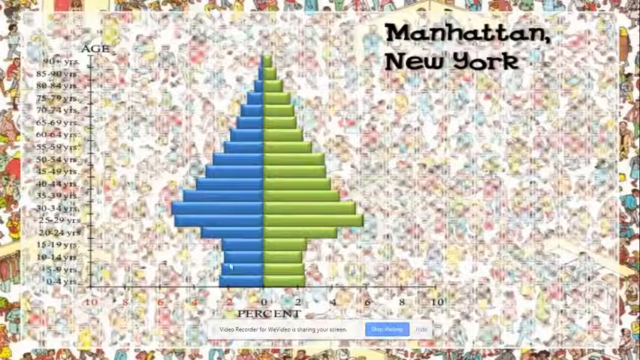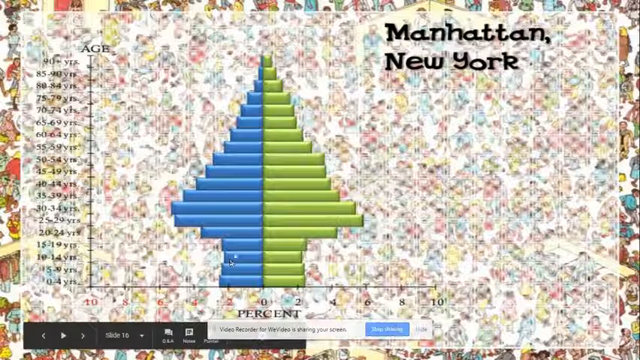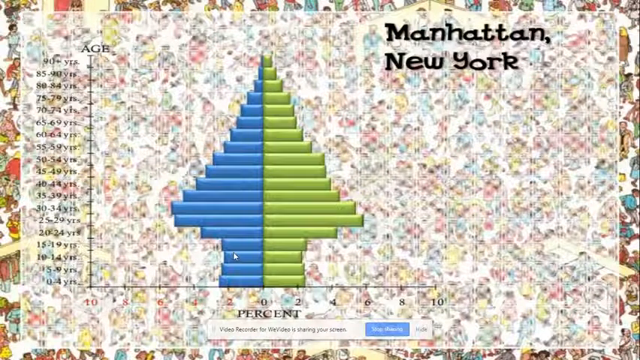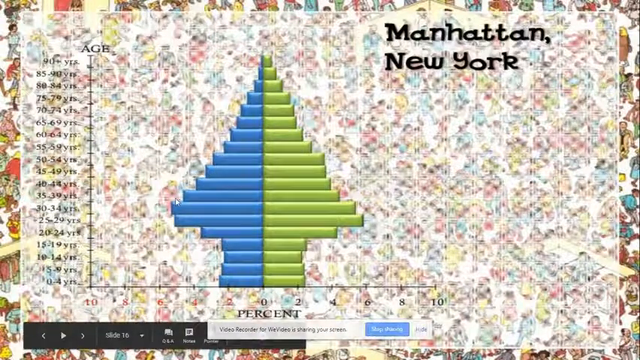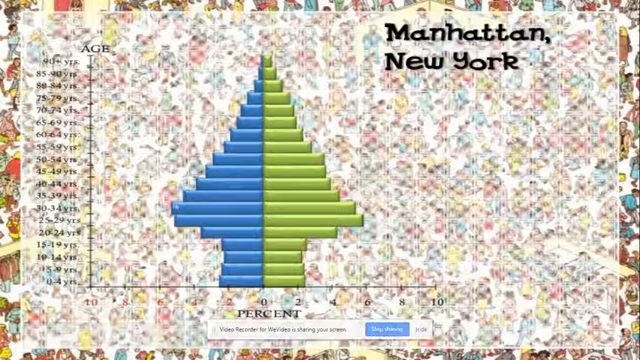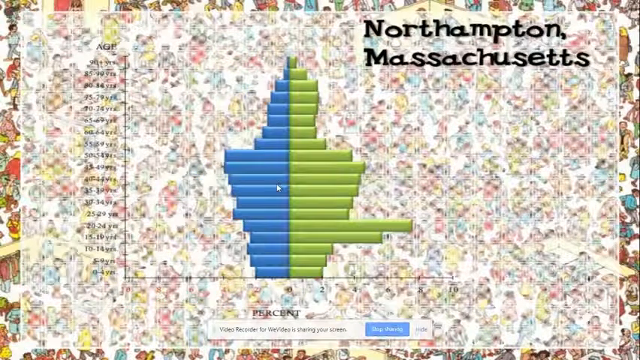Manhattan in New York, this is an incredibly expensive place to live. It's not a place where a lot of people want to raise their children. So you won't find a lot of children in this population, but you do find kind of working age once they start to get a little bit of money, the late 20s and 30-year-olds who like to move to Manhattan because it's an exciting place to live.